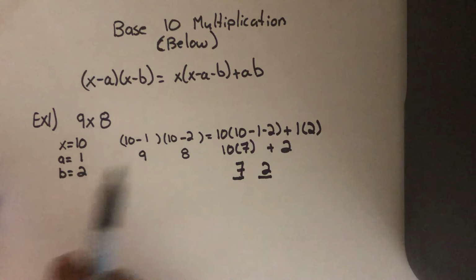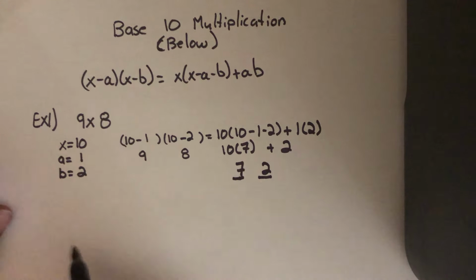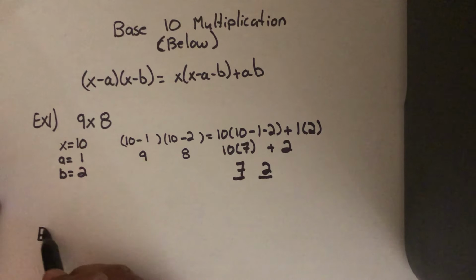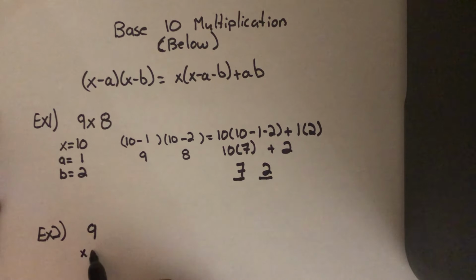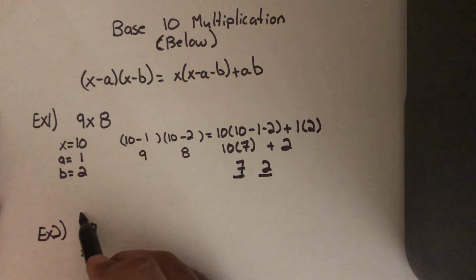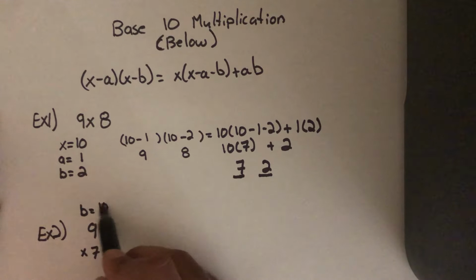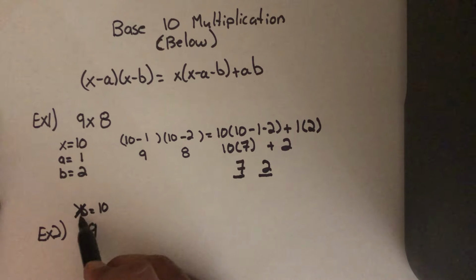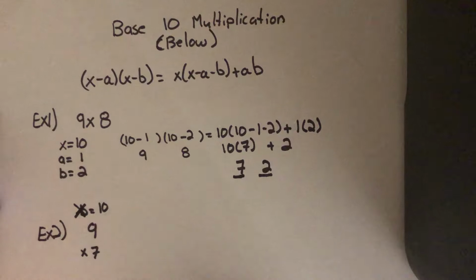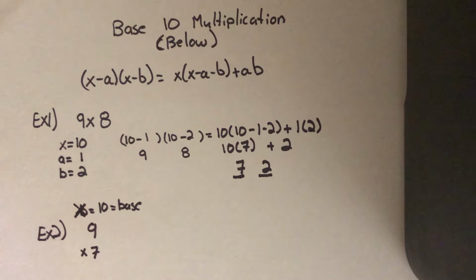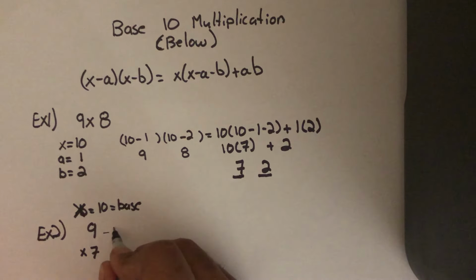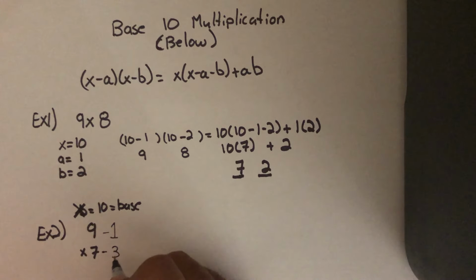Okay, so we don't have to do all this setup and making it look like this. We can just, now that we understand that, we can just really do this quickly. So watch this, 9 times 7. So my x, my base, is 10. I should say x because b represents something else. So my base is 10, okay? That's my base. Now, 9 is 1 unit away from 10, so I'm going to say 1. And 7 is 3 units away from 10.